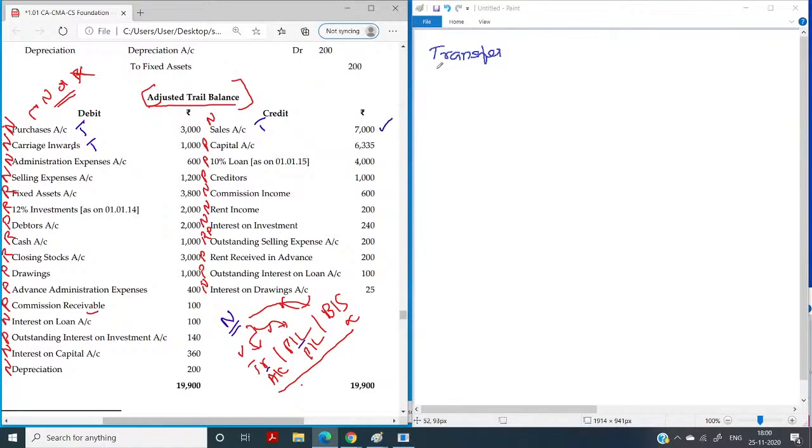This one, sales, transfer entry. Sales is a credit balance. To cancel it, it should be debited. So sales account debit, and it will be transferable to the credit side of the trading account. Trading account, the value being 7,000.